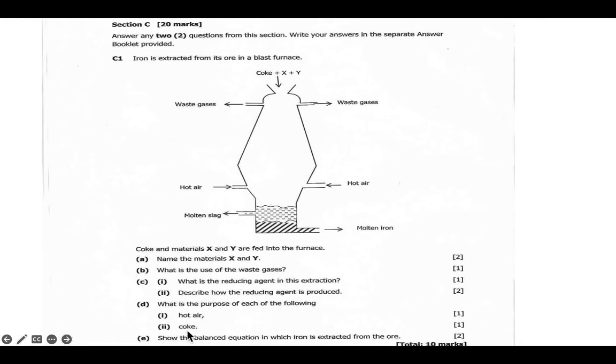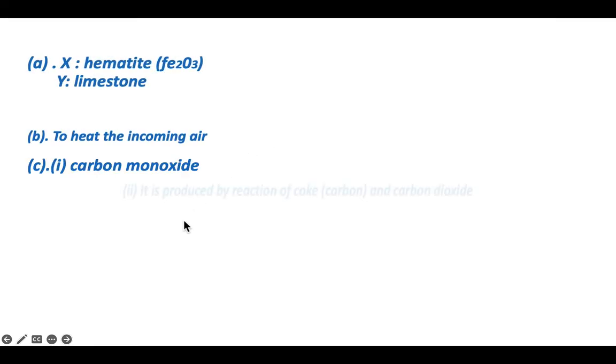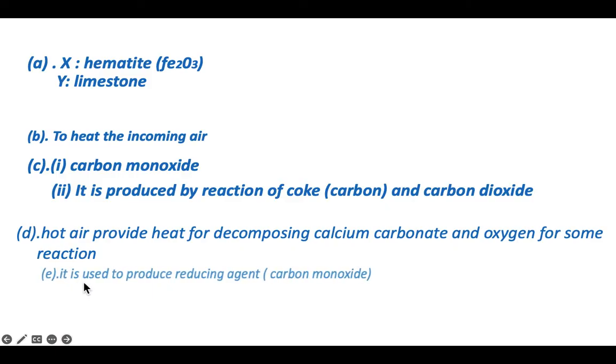And then we can also see this other one, coke. What are the uses of coke? Coke, which is fed there, is used for preparing the reducing agent. So we can say it is used to produce or prepare the reducing agent. The reducing agent is carbon monoxide. So we use coke to prepare the reducing agent.